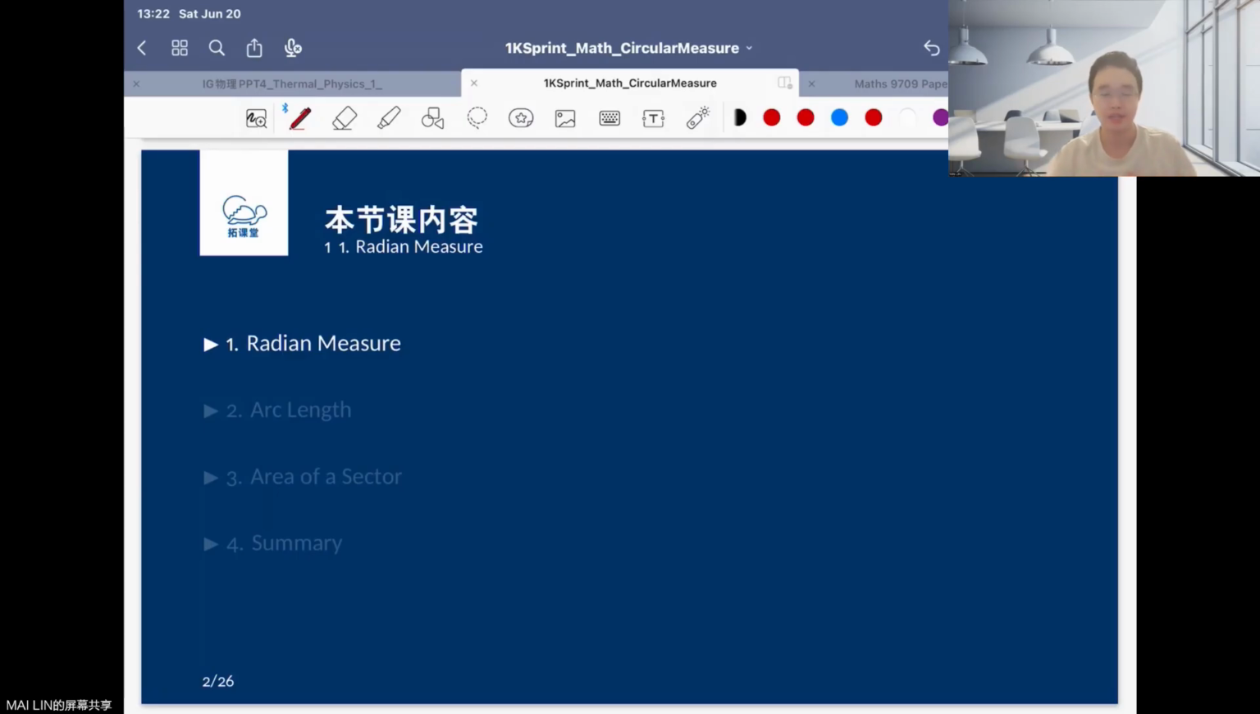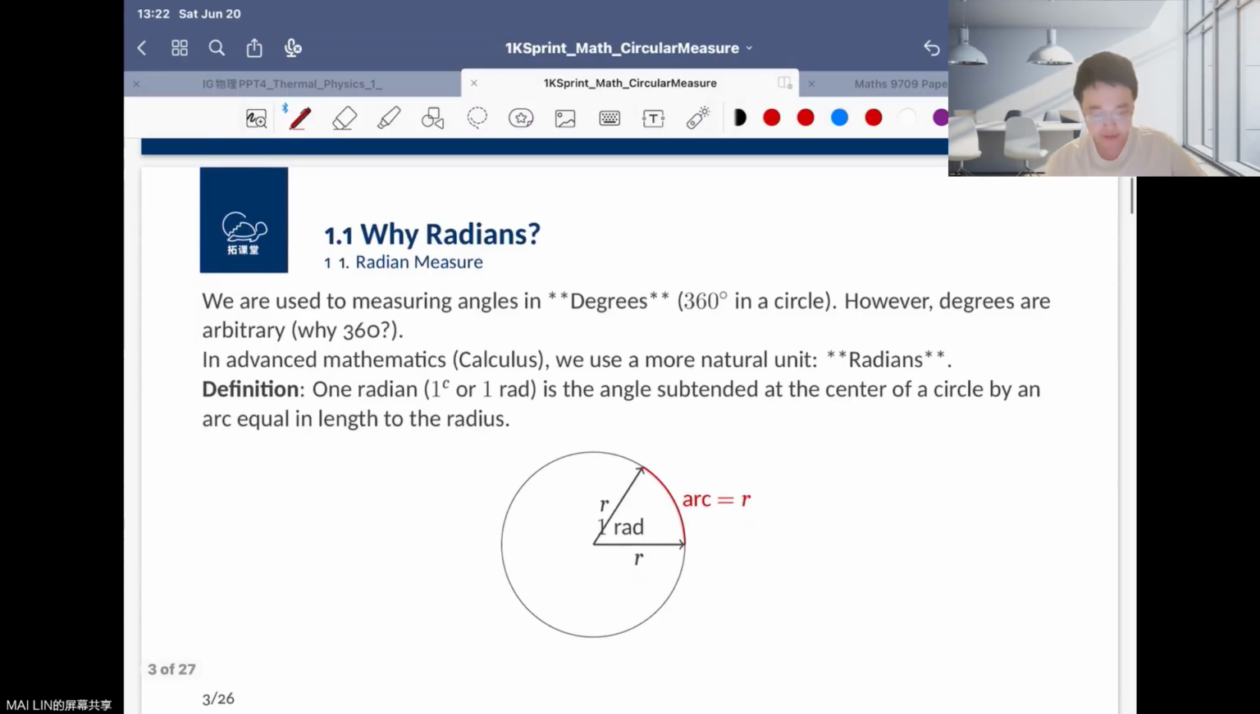Okay, hello guys. Today we are talking about the radian measure. So let's move to the first part of it. So why is radian and what is radian?